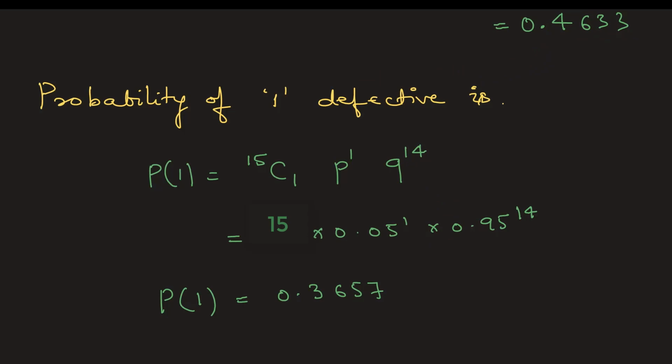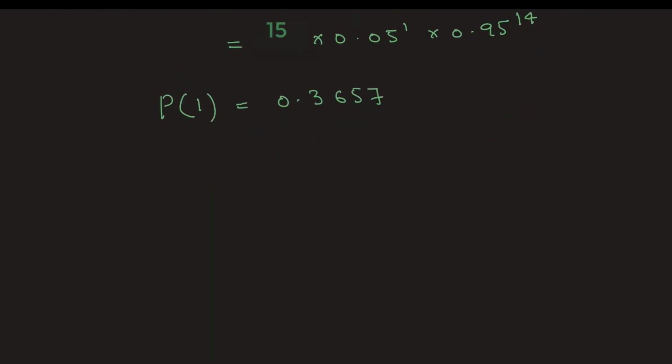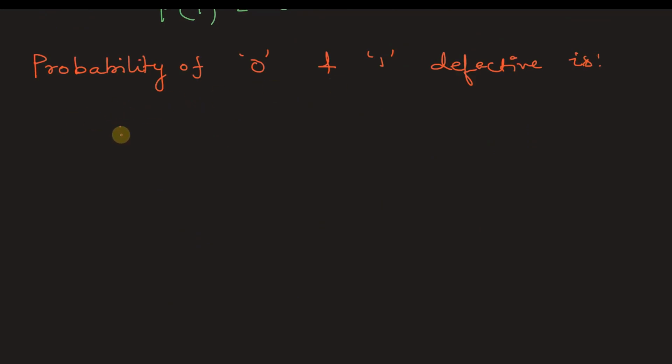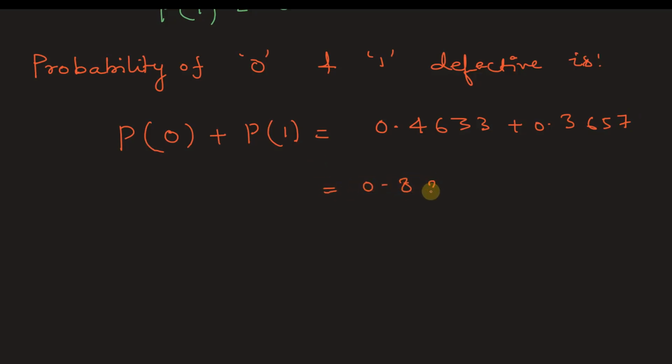So we calculate the probability of 0 or 1 defective by adding the probability of 0 defective plus the probability of 1 defective. So this will give us 0.4633 plus 0.3657, and this comes out to be 0.829.